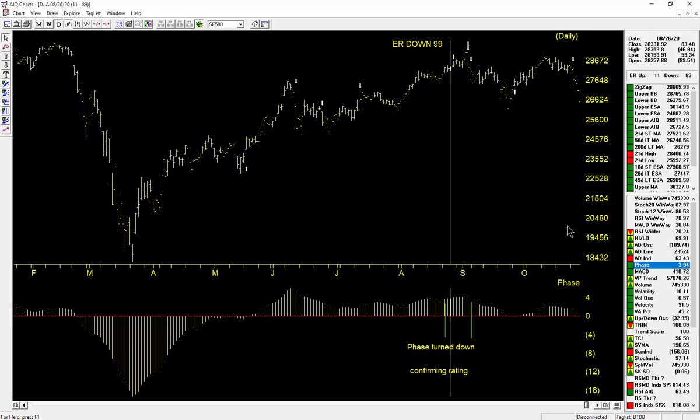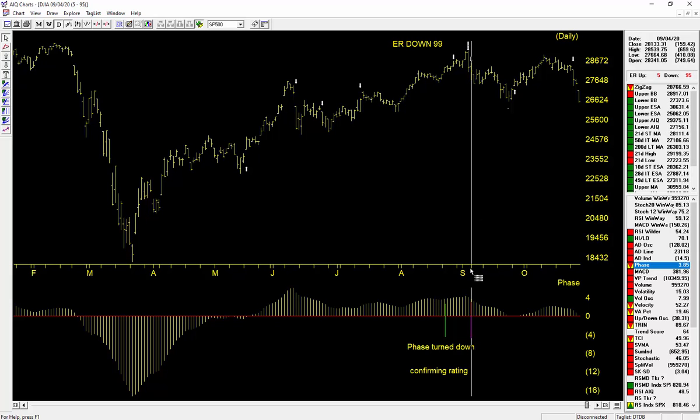We had a cluster of three signals that I've marked here. 1, 2, and 3 were all down signals, confirmed by phase. Obviously, the first signal was a tad early, and the second signal was right there at the top. And from that period of those signals, prices moved to the downside into late September.